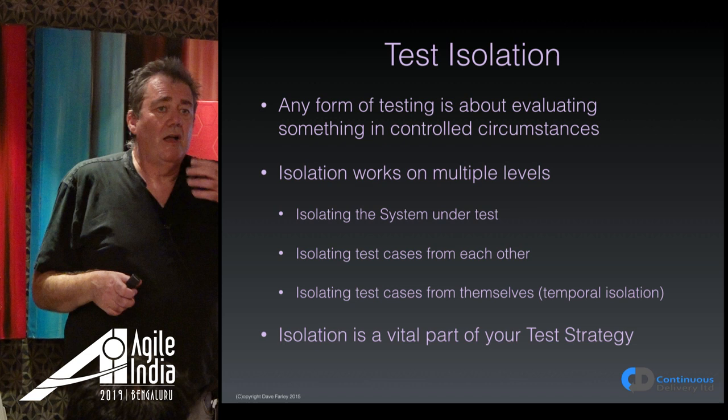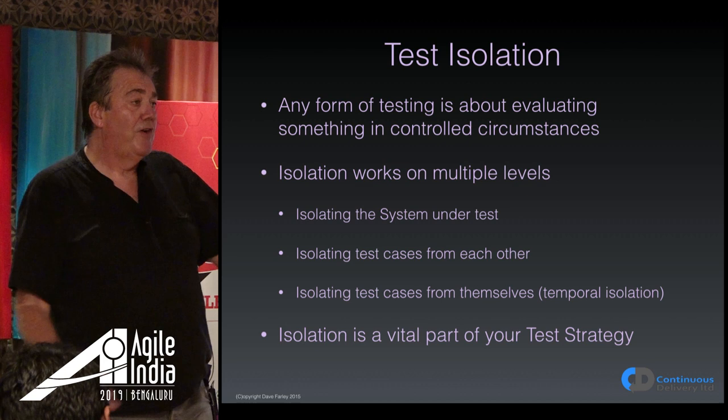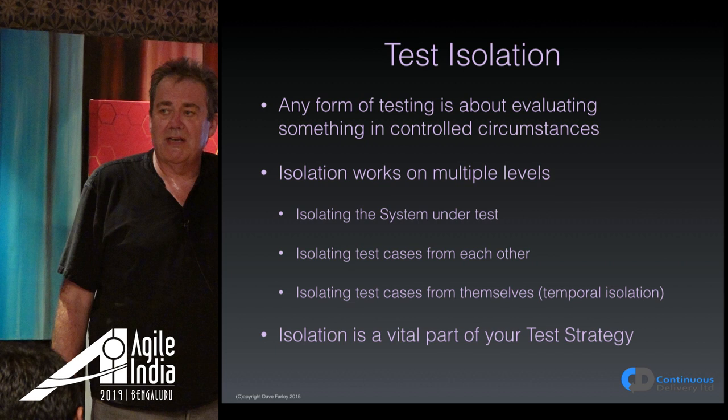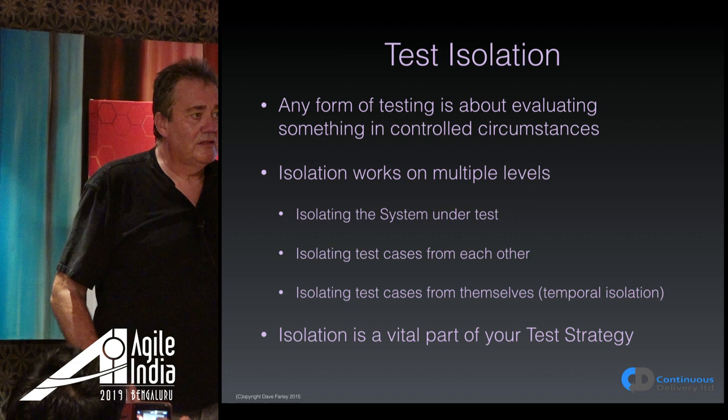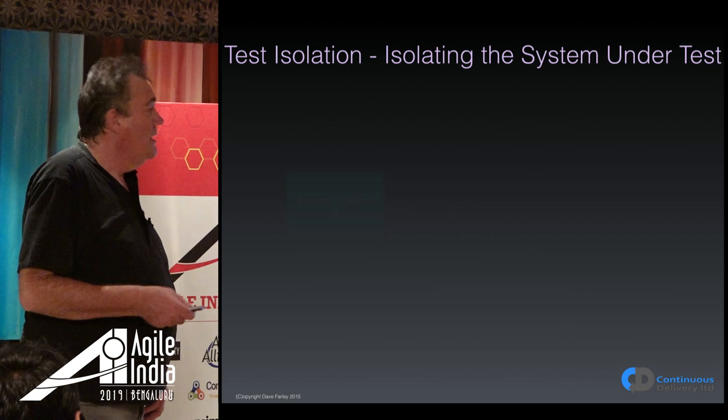So we could run two or more test cases in parallel in the system that we're working on and not have them interact in unpleasant ways. And finally, we'd like to isolate a test case from itself so we can run the same test case over and over again and get the same results every time. That means we've got to think about the state that we're managing and so on. So let's drive through those in a little bit more detail. Isolation in general, I think, is vital to inform your testing strategy. So let's start by thinking about the system under test.